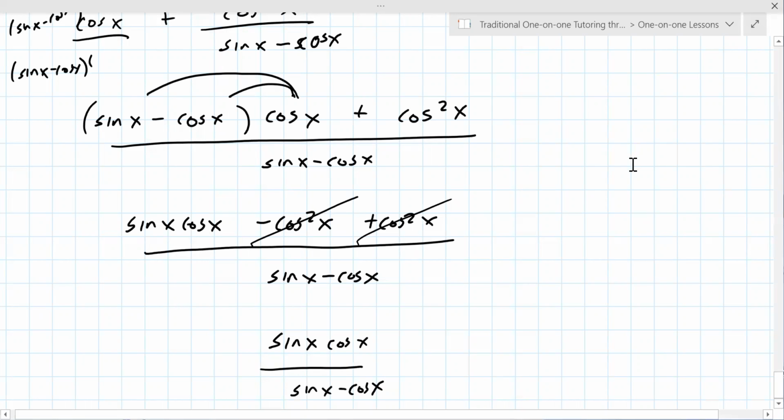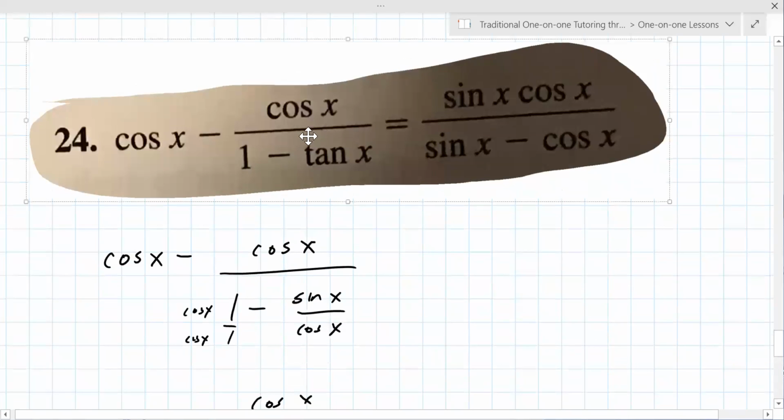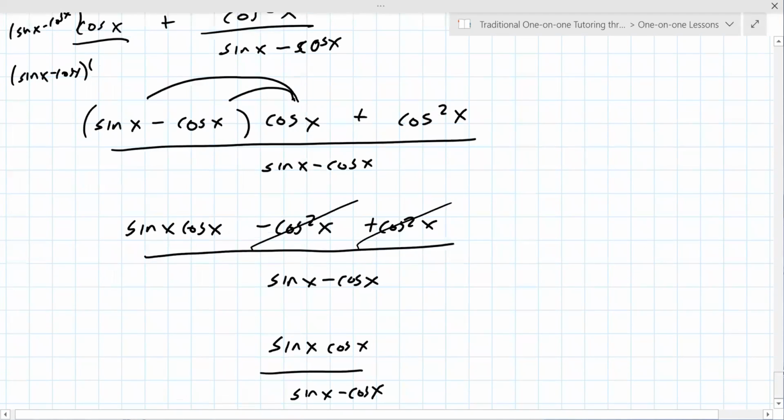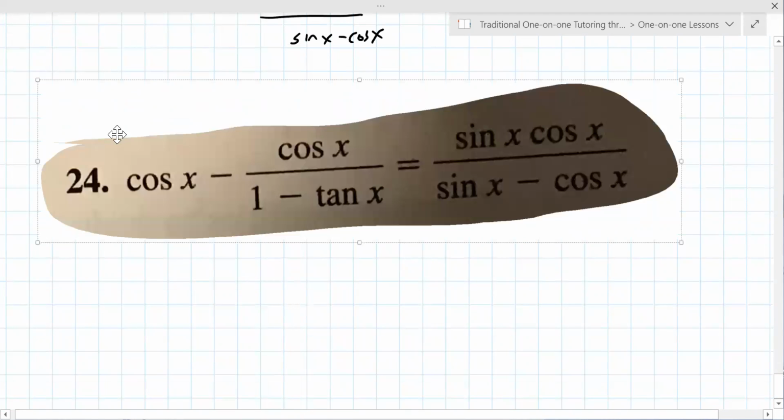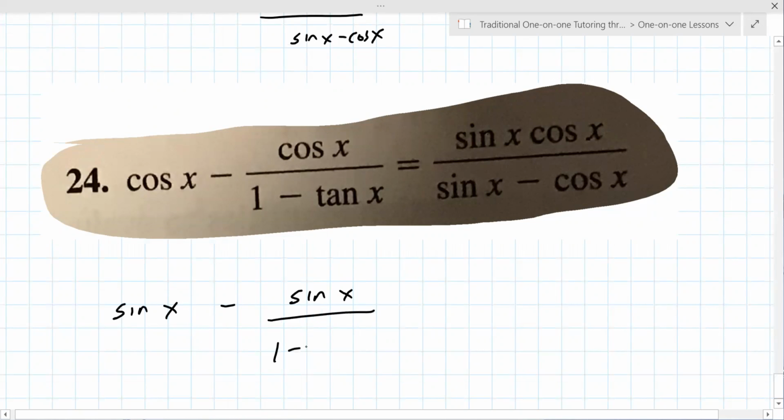So I said this earlier. Let me go back and pull this question down again. This is a really good question. You just said, hey, this is probably something I might see on my test. So here's what your instructor would probably give you: sine x minus sine x over 1 minus cotangent x. I don't know what this equals, but if you do the same set of steps, you will get something really similar to this.